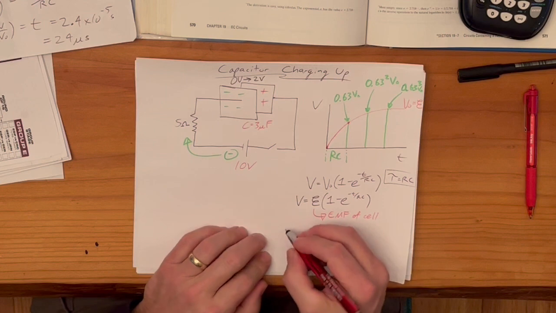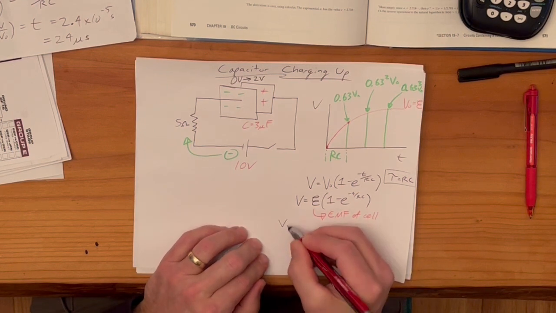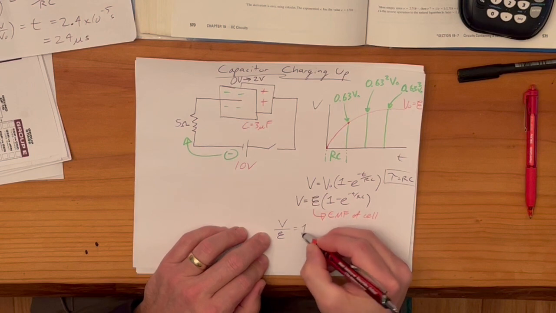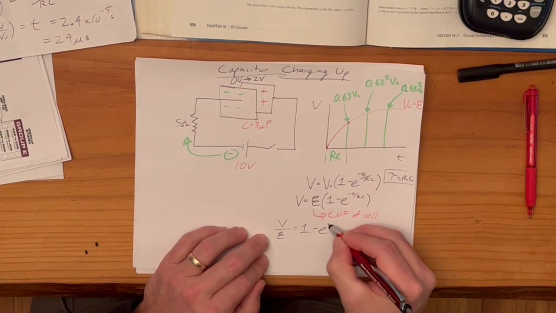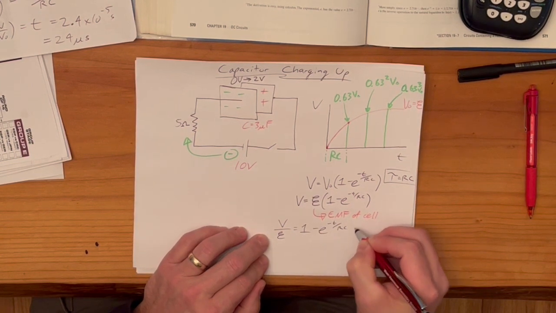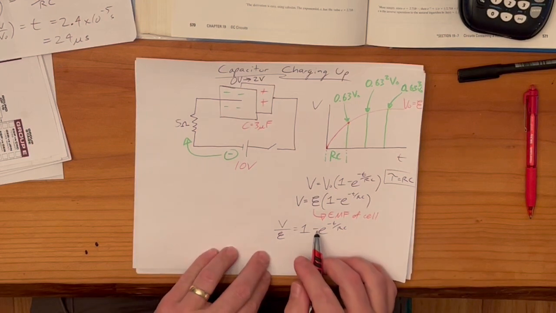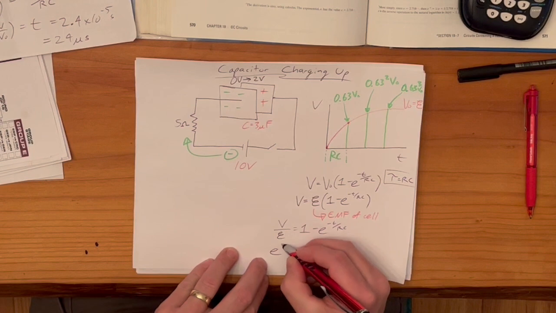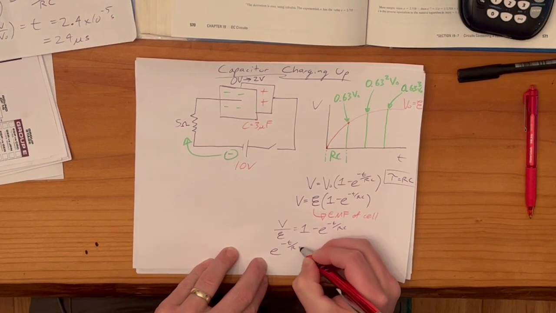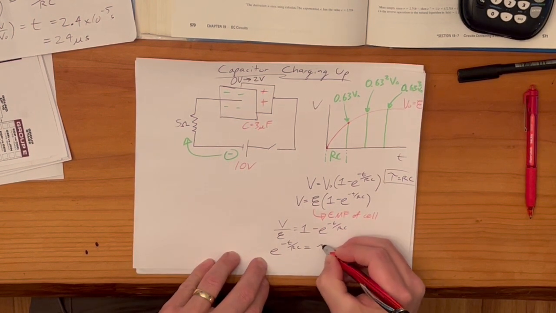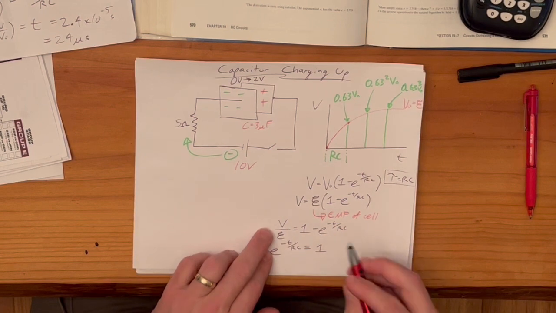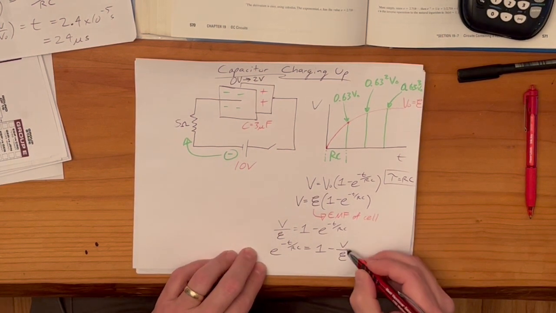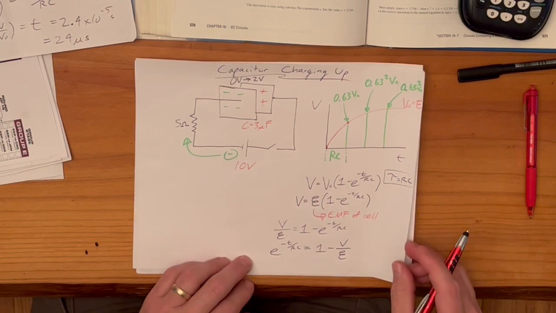Hopefully you did that. I'm just going to solve this. So we go V over the EMF of the battery. That's going to equal 1 minus e to the negative t over my time constant. I don't like this negative here, so I'm going to add this to the other side. And I'm going to say that e to the negative t over RC equals 1, and I'm going to subtract the voltage over EMF, and you could write this as V over V naught. You just have to know what it means.